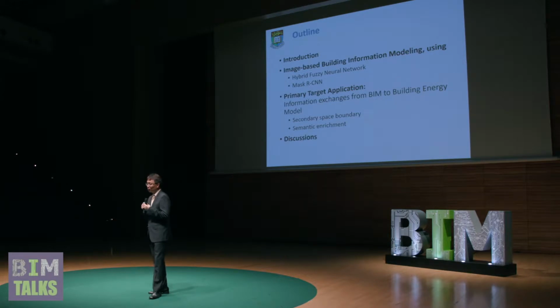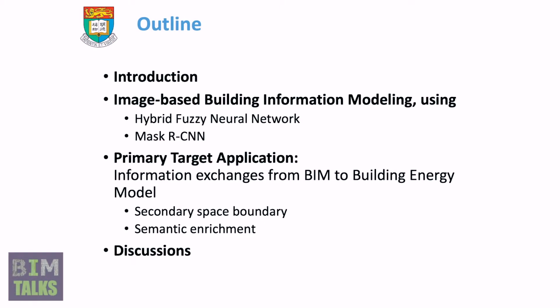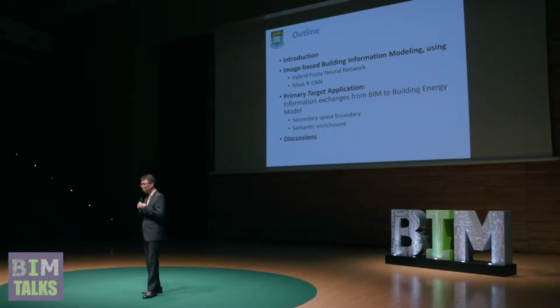And then two technologies I'm interested in for processing images. One is called hybrid fuzzy neural networks. And another one is Mescal CNN, a convolutional neural network system. It is a deep learning algorithm used for processing images. And then another simple example is how we can use the as-is building information model in operations.